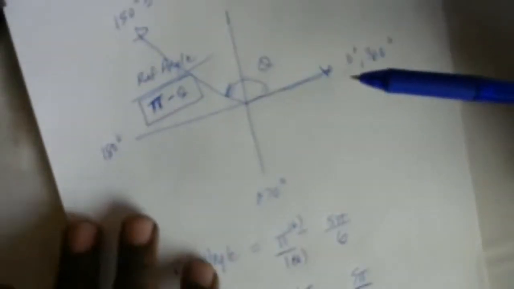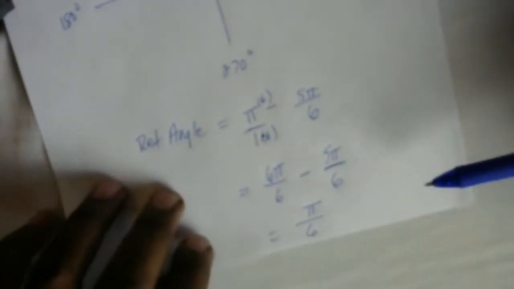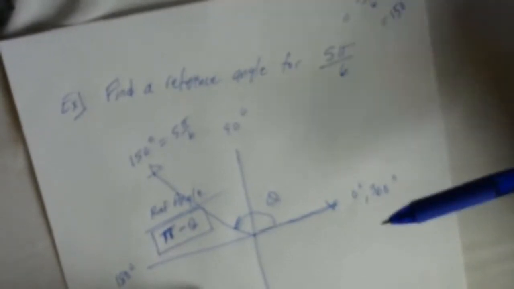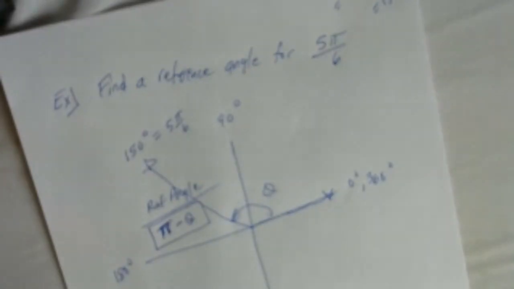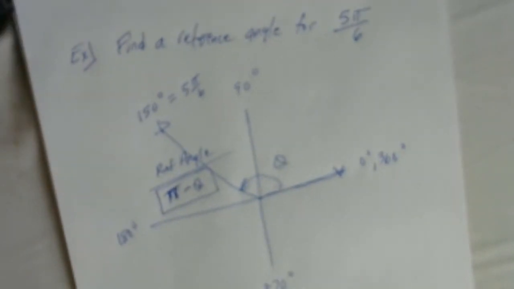If I look at these as far as degree measures are concerned, 5 pi over 6 is 150 degrees, and pi over 6 radians is 30 degrees. 30 plus 150 is 180. Pi over 6 plus 5 pi over 6 is pi. Any questions about a reference angle?